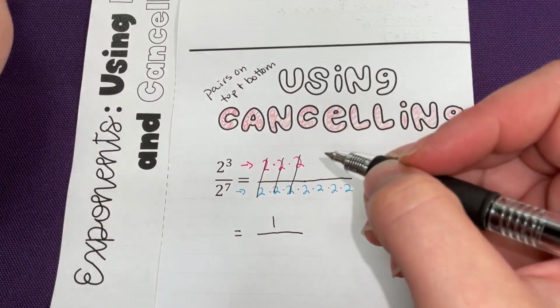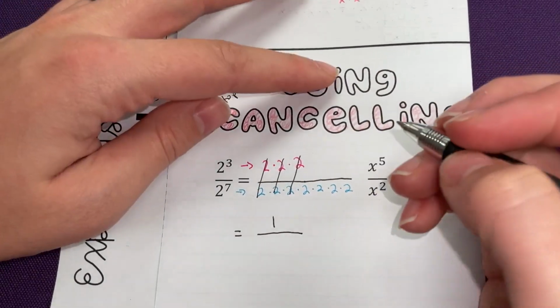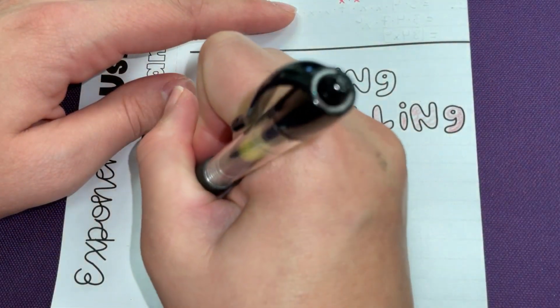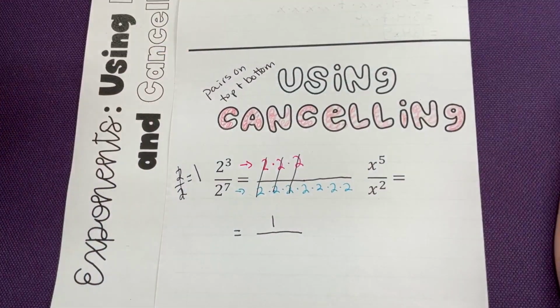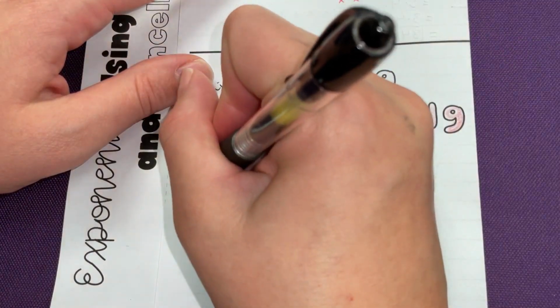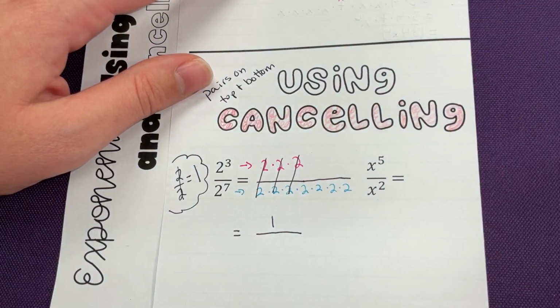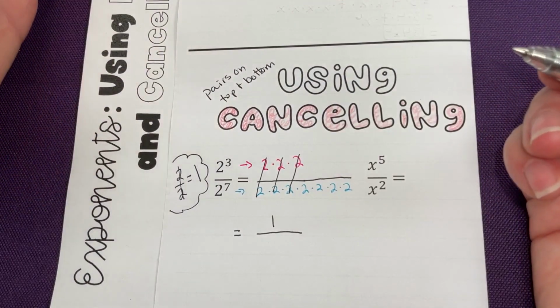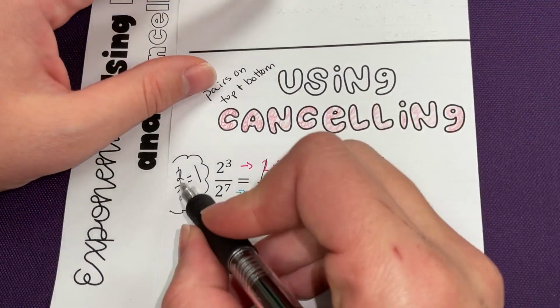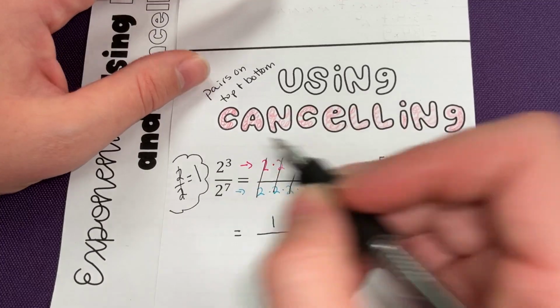So 1 times anything we throw away, right? Because if we have 2 over 2, that's just 1. And technically those canceled. All right, so that's just like a little side note of what this is representing. So if there's nothing left on top, there's a 1. Can't leave it as 0 because that doesn't make sense when you're just dividing to make 1.